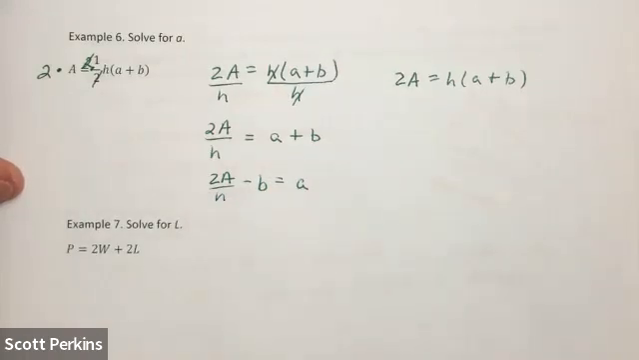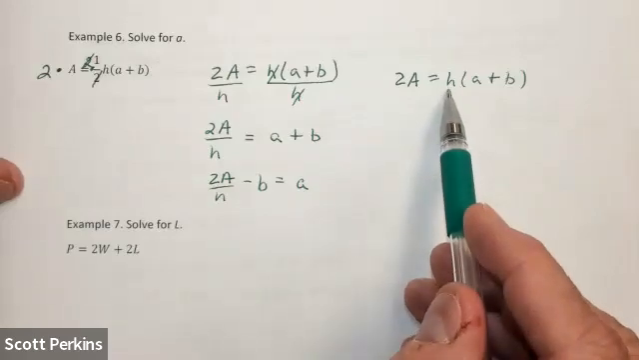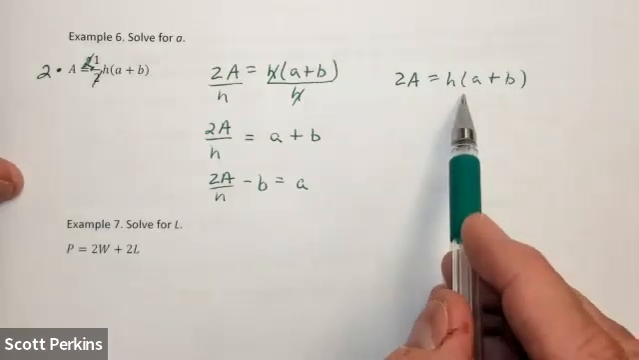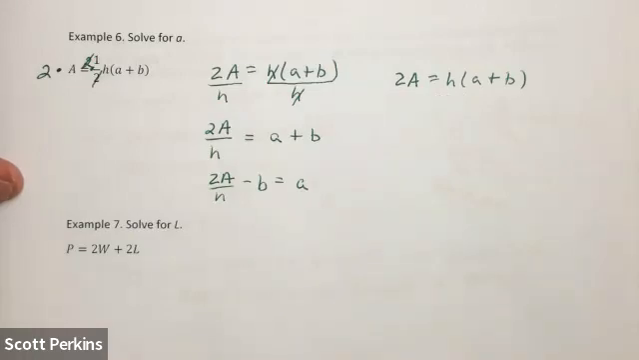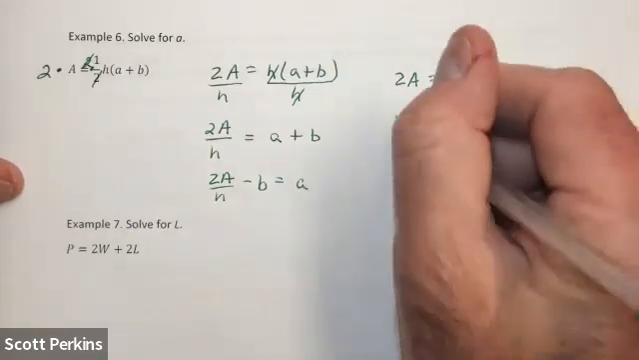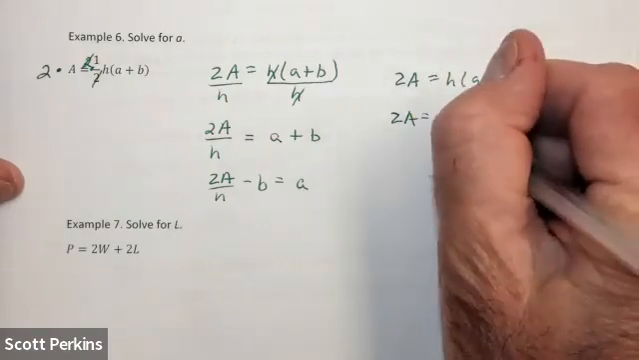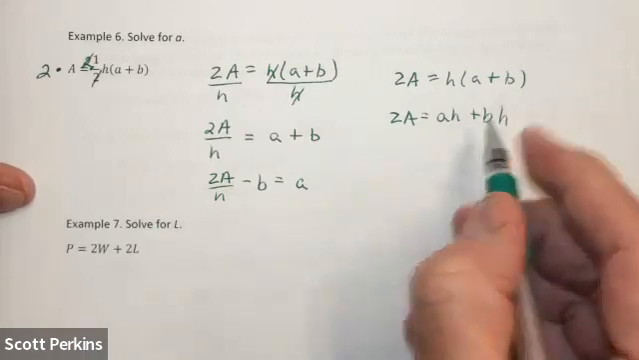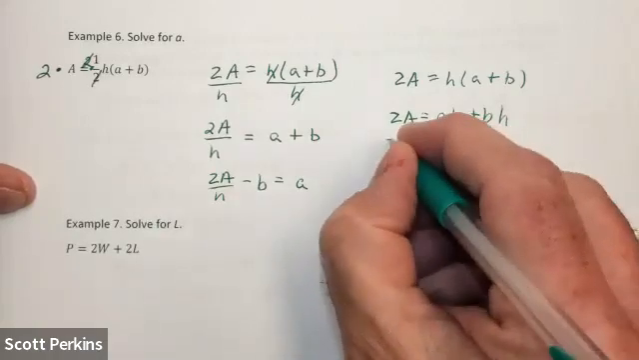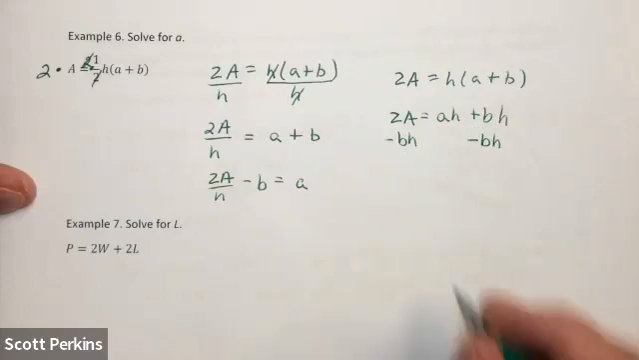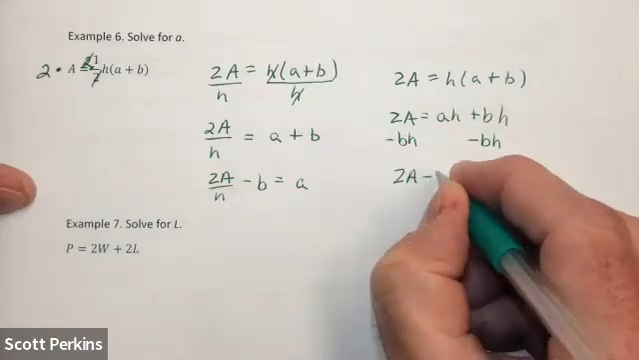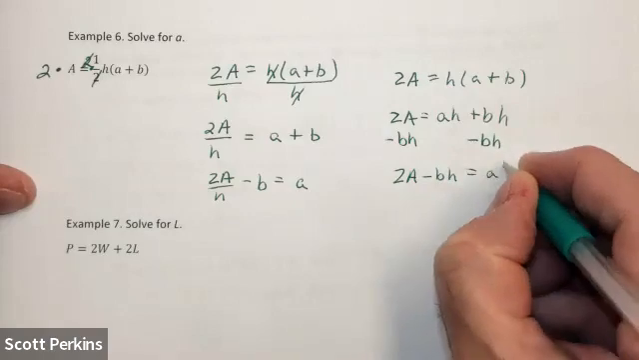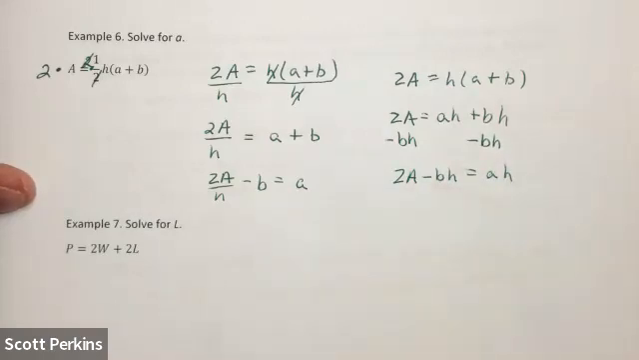The alternative is, instead of dividing by h right away, you see you got parentheses. Maybe you would have liked to distribute. That's an equally wonderful course of action. So I'm going to do that. So I've got ah plus bh when I distribute. So I'm going to bring the bh over by subtracting it. So 2 times capital A minus bh is equal to ah. And then you divide both sides by the h.